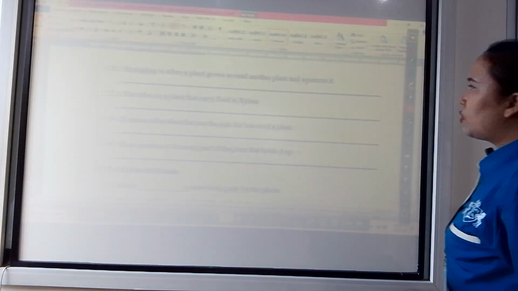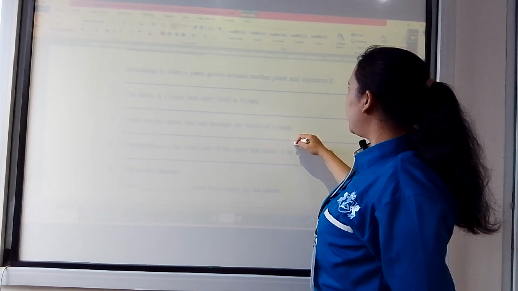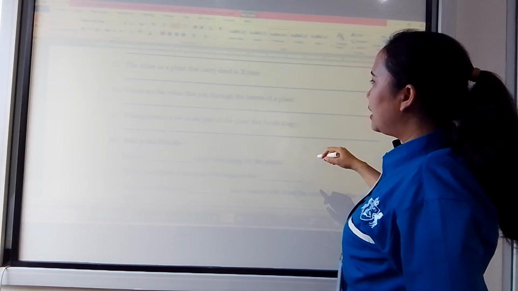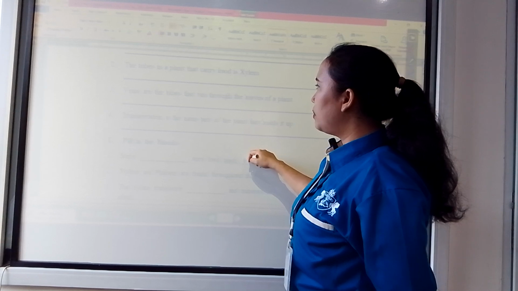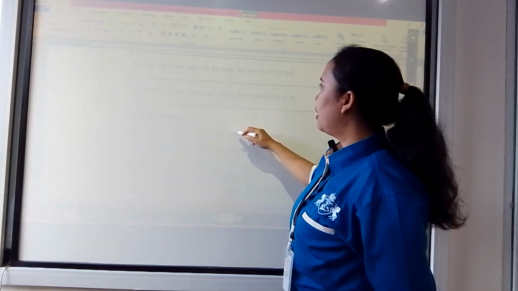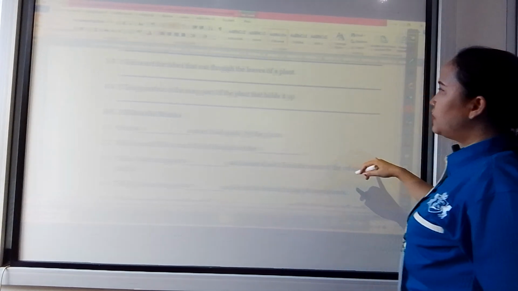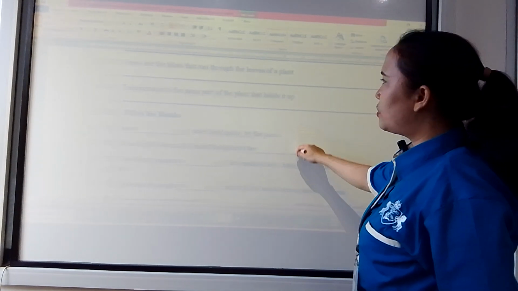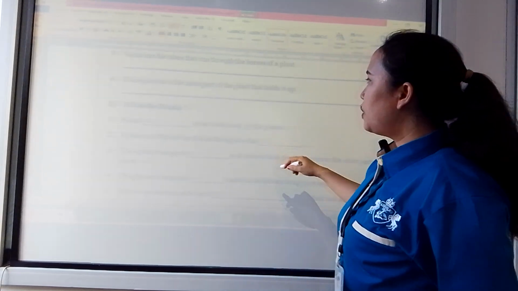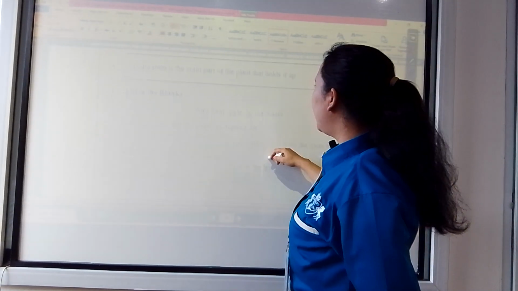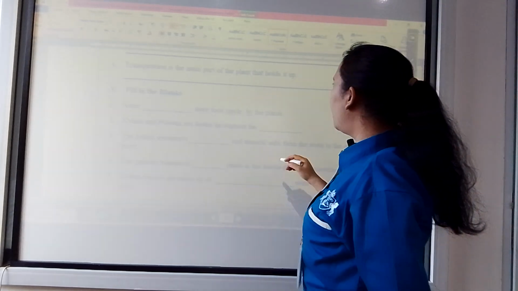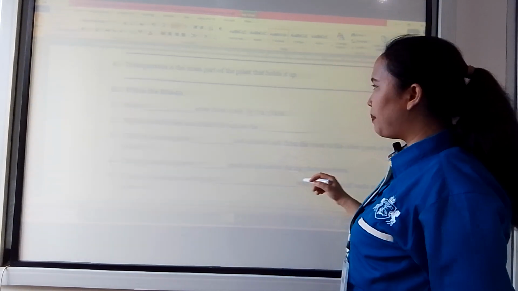Strangling is when a plant grows around another plant and squeezes it. Yes, that's true. The tube in a plant that carries food is xylem. That's false, because the tube in a plant that carries food is phloem, not xylem. Veins are the tubes that run through the leaves of a plant. Yes, that's true. Transpiration is the main part of the plant that holds it up. That's false. The main part of the plant that holds it up is the stem.